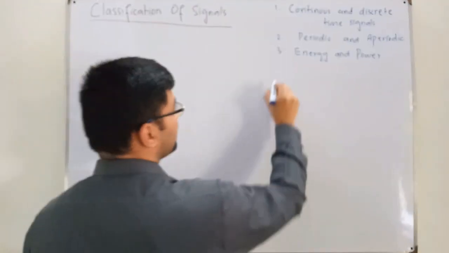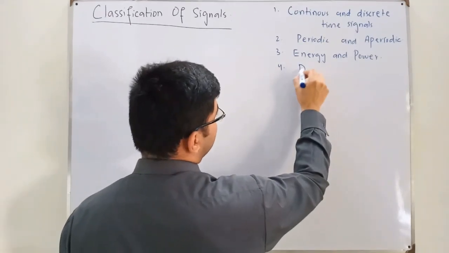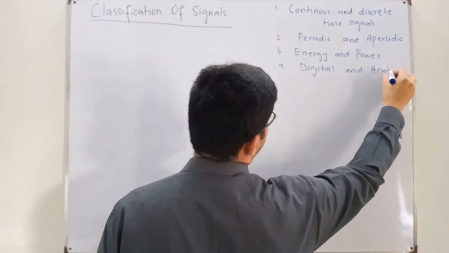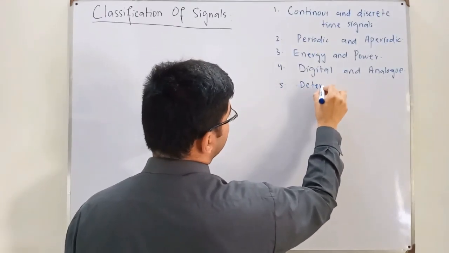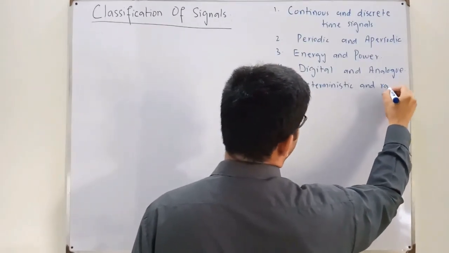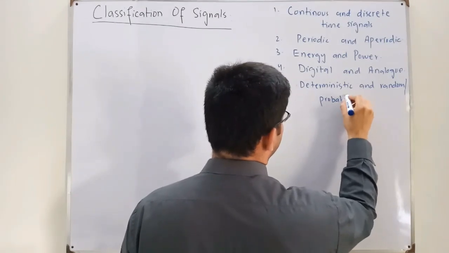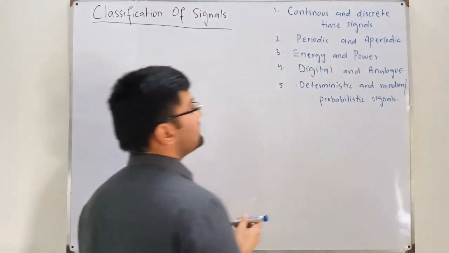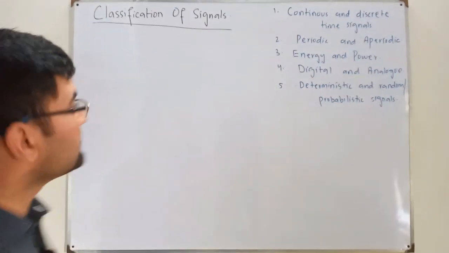The fourth that we see today is analog and digital signals. And the fifth and the last is the deterministic and random signals. And these random signals are also called probabilistic signals. So in this video we see digital and analog, and deterministic and probabilistic. The next two we see maybe in the next video.